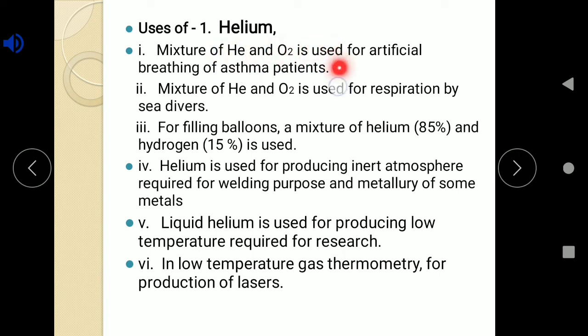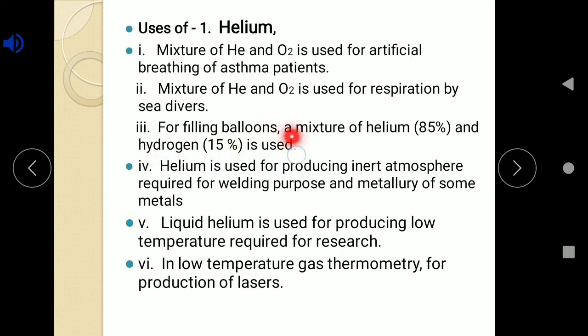A mixture of helium and oxygen is useful for artificial breathing of asthma patients. Asthma patients, as we know, are sometimes short of breath. So at that time, their artificial breathing can be done by a mixture of helium and oxygen. The same mixture can also be used for respiration by sea divers. Sea divers carry oxygen cylinders because they go deep in the sea where they may be short of oxygen, and the cylinder they carry contains a mixture of helium and oxygen.